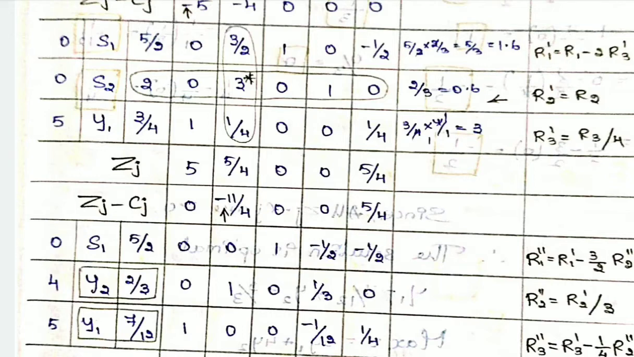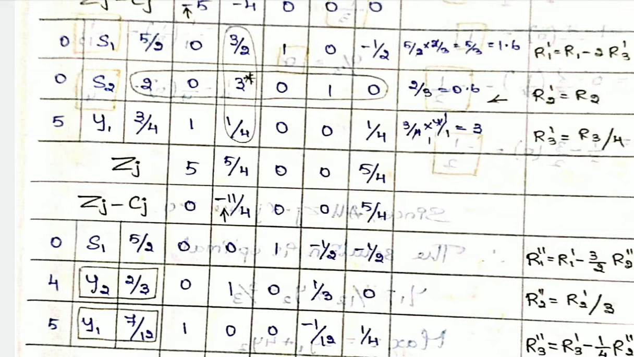Next R2 dash, that we have no change because in the column we have 0. So no change: 2, 0, 3, 3, 0, 1, 0 is as it is. So R1 dash is equal to R1 minus 2 times of R3 dash. So you have to calculate the value and fill that row.